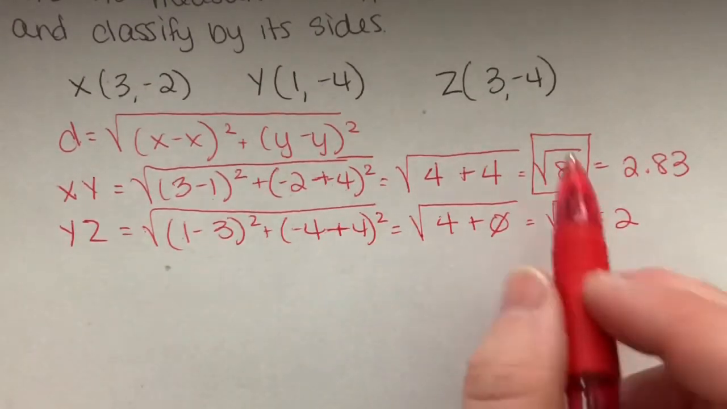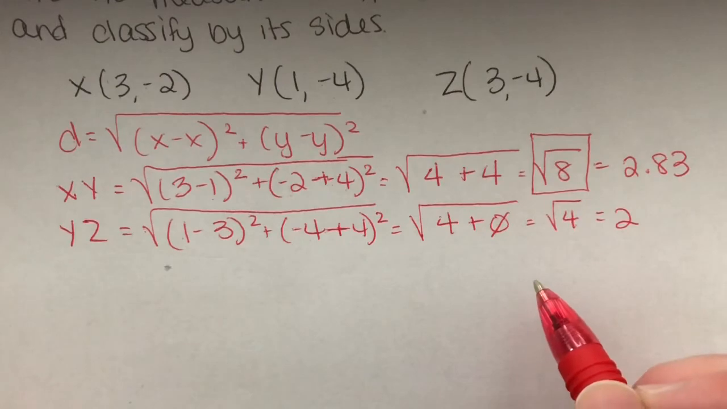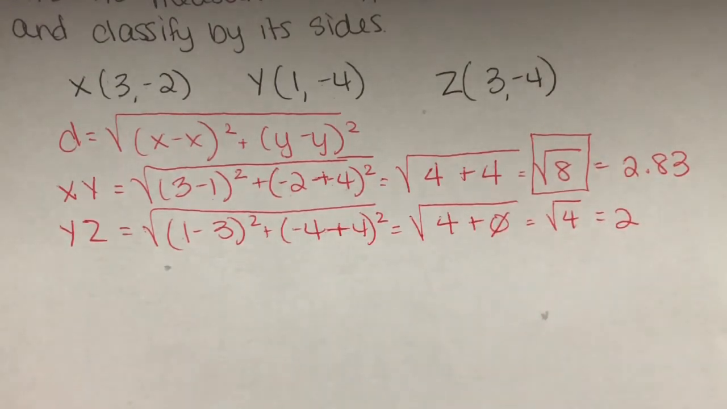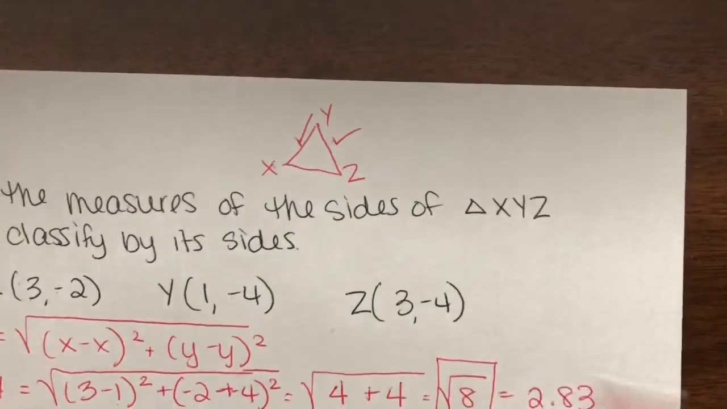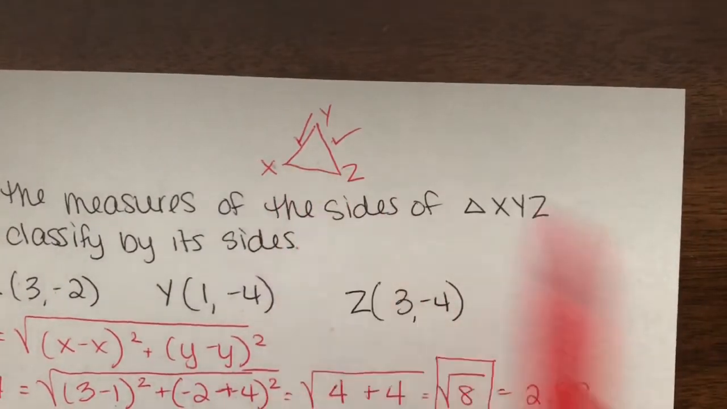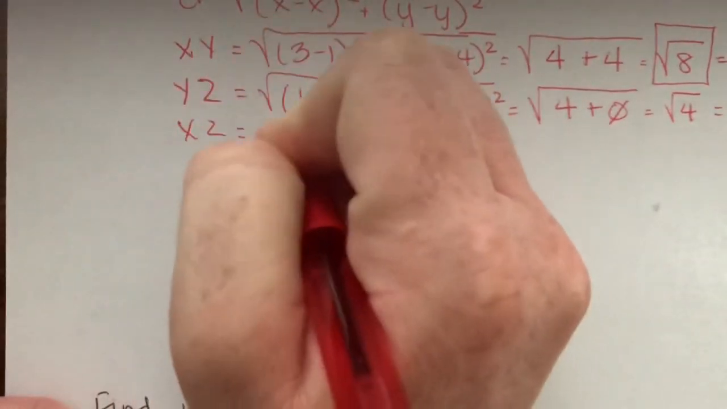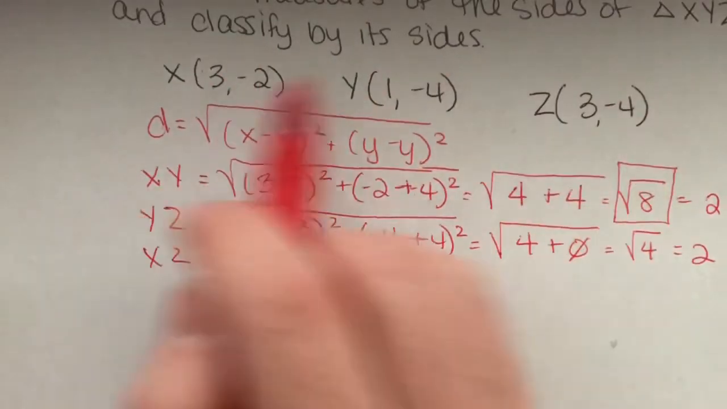Now, what this tells me is that I know it's not going to be equilateral because I already have 2 sides that are different. So what it's going to be depends on what this third side is. Will it be isosceles or scalene, right? So now I need to find the length of XZ in my triangle. Okay, so I have X and Z. It's my first and my last.